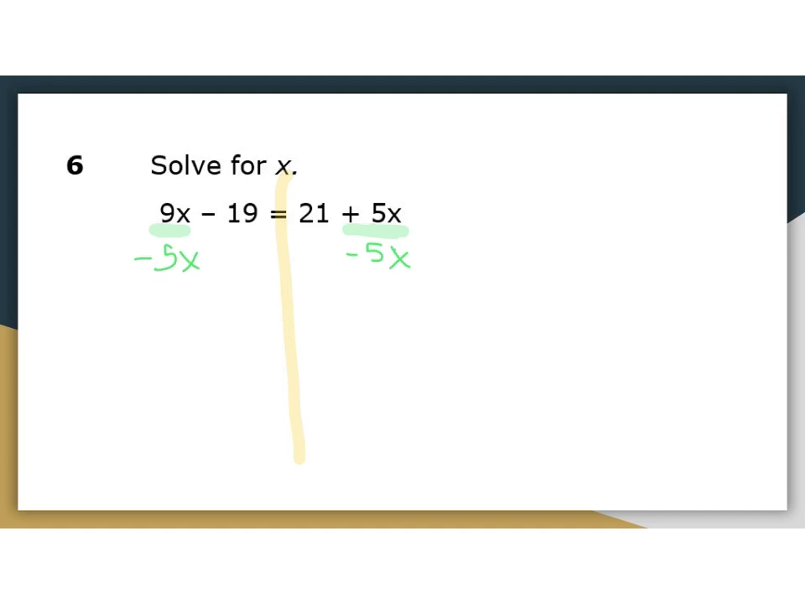When we do that, 9x minus 5x gives us a 4x. The negative 19 is going to stay. The equals will stay. The 21 will stay. And your 5x's are gone because 5x minus 5x cancels out to 0. Next step is to add the 19 to both sides because that is the inverse of the negative.